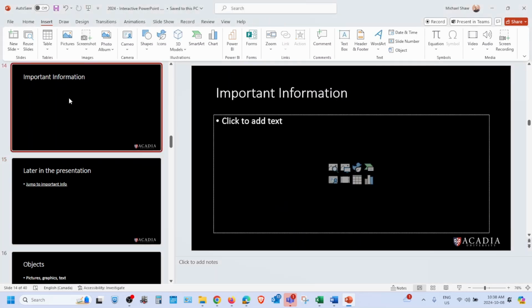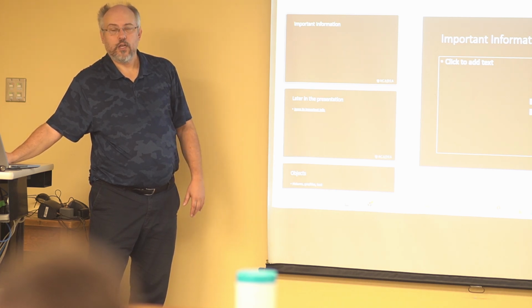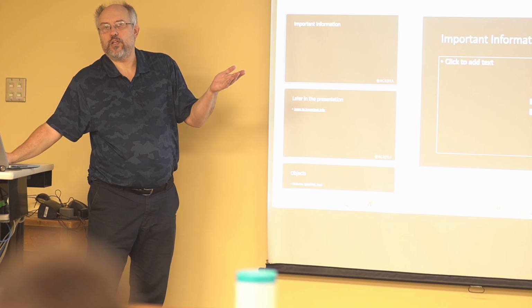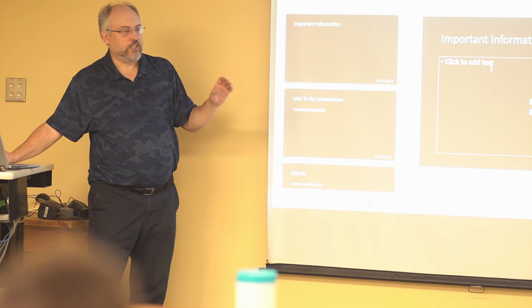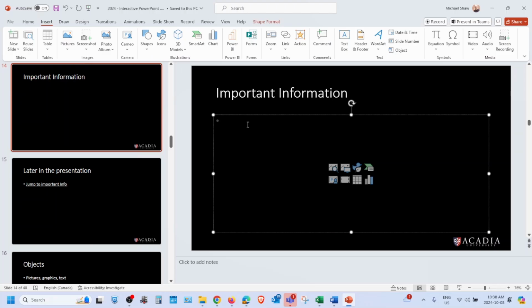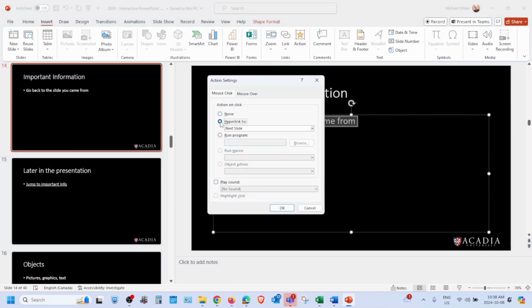Up in the important information one, and again, I would probably do a text box or something different here, or an image or whatever. You can make it sort of almost fade in so students wouldn't even see it. It would just be slightly gray just to remind you, but they wouldn't necessarily know it was there. So it's like magic. In this case, I'm going to go back to the slide you came from. So again, same kind of thing, highlighting the text, doing the action link, hyperlink, but one of the options here is last slide viewed.